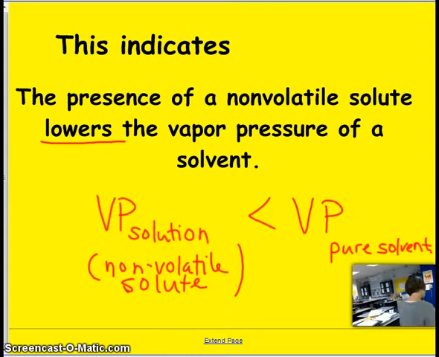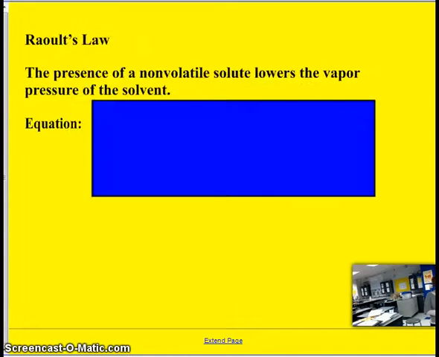How much less, do you think? It depends. How many anchors do you put in the water? So the greater the concentration of your solution, the lower the vapor pressure will be, the greater this effect will be. So we're going to quantitate it. And the law that we use to quantitate it is called Raoult's law.